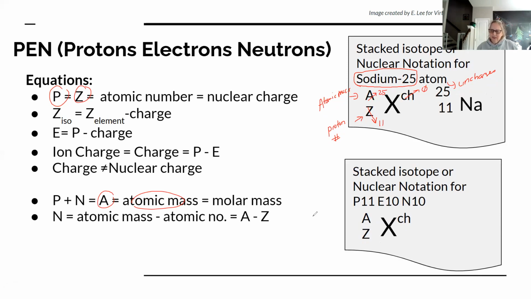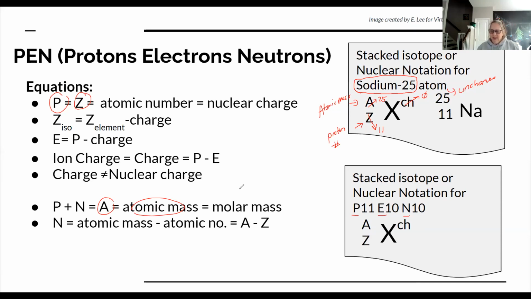And now down here, what if they just give us the number of protons, electrons, and neutrons? We need to calculate it. Atomic mass. What's the formula? Protons plus neutrons. 11 plus 10. So my atomic mass is 21, 11 plus 10.